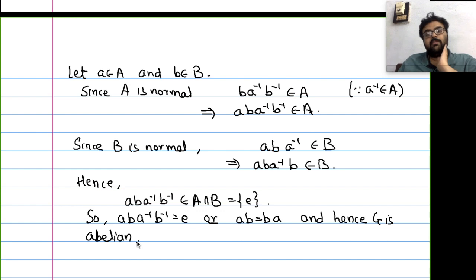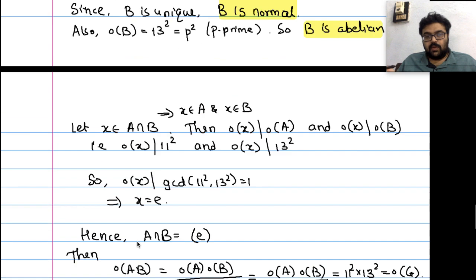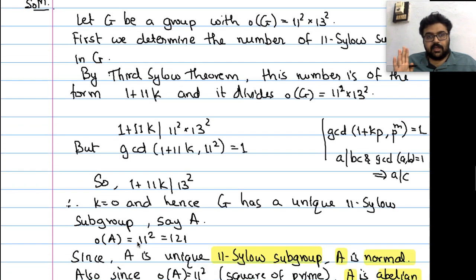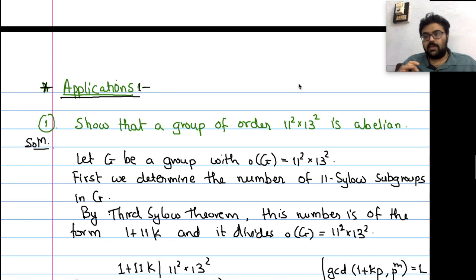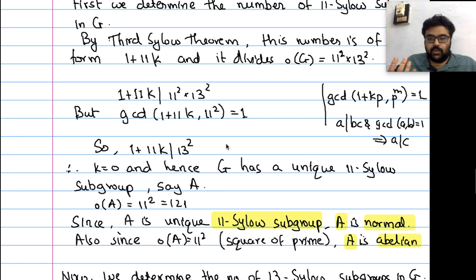Yeah, so one example more is remaining. Let us do that. Okay, so just go through this. What we have done: whenever we have something like this, G of this order is abelian. So find out the primes, find out the number of those P Sylow subgroups. Here we found the 11 Sylow subgroup is unique. We called it A; because it is unique, it is normal. Right now we are not using normal, we'll use it at the end. And because its order is 11 square, it is abelian.